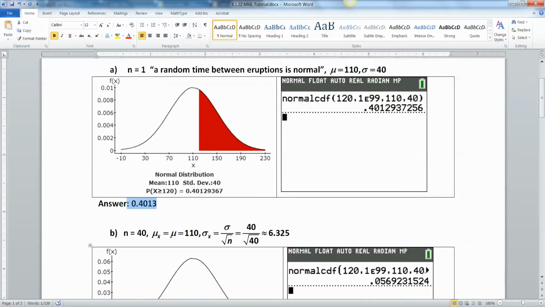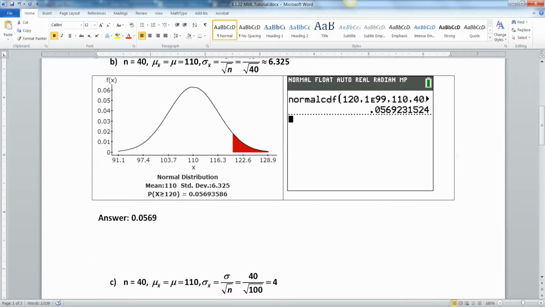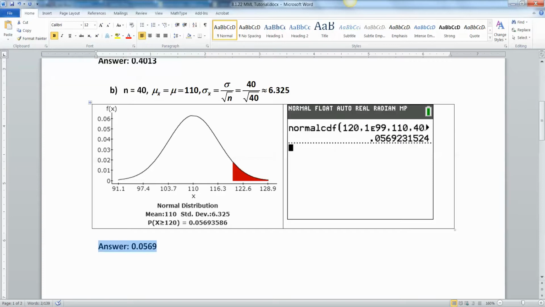So when you're talking about a single eruption, you're just sitting there waiting for the eruption to go, the chances of you having to wait longer than 120 minutes, longer than 2 hours, is 40% for a single eruption. But if you took 40 random eruptions and got their average, the chances that the average of those eruptions being over 120 is very small, 0.0569.